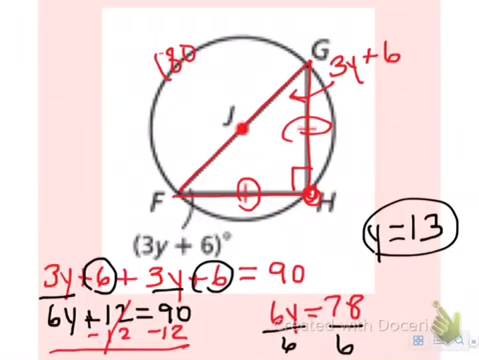So the main thing you've got to remember in tonight's lesson is that any inscribed angle that subtends the diameter, or a semicircle, is going to be a right angle. And then you're going to have right triangles. So work with that.